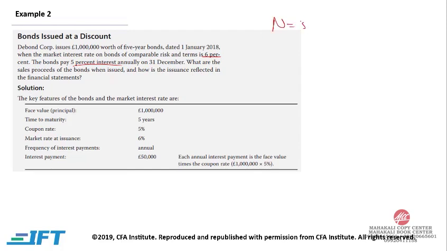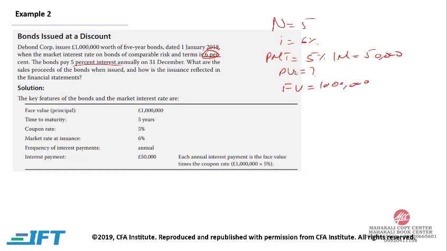What are the sale proceeds of the bond when issued, and how is the issuance reflected in the financial statement? So N equals 5, the interest rate is 6%. PMT, the coupon rate remains the same, 5% of 1 million is 50,000. Present value is what we need to find out, and future value equals 1 million.